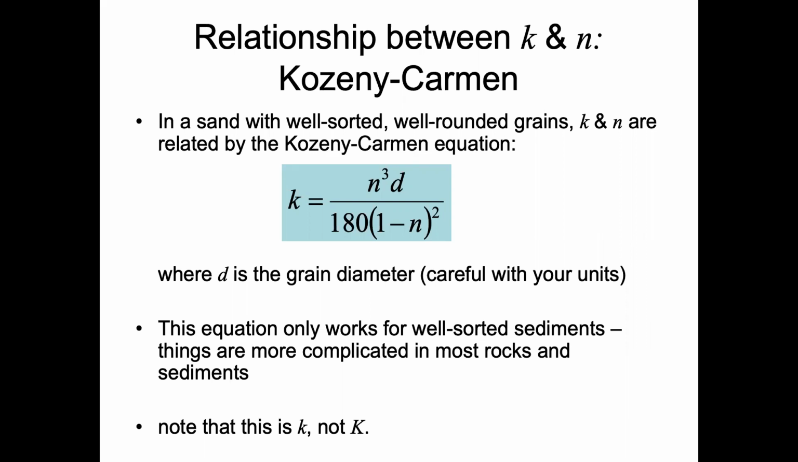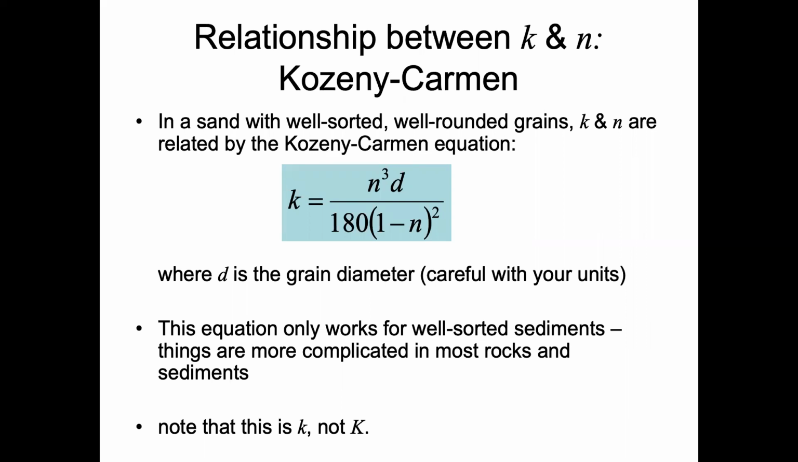So in this instance, k, the permeability, is equal to the porosity cubed, so that's raised to the third power, multiplied by the grain diameter. Now, remember, your grain diameters are going to be pretty small. So you're going to want to be careful of your units here when you start to solve, so you understand what the unit is that you're using and that you're actually coming up with your permeability values.